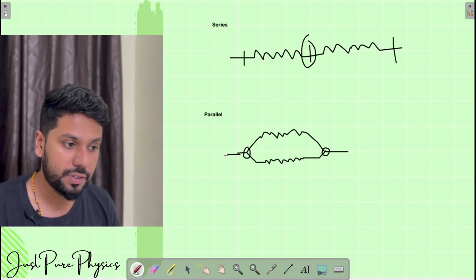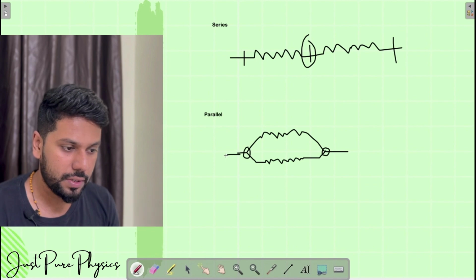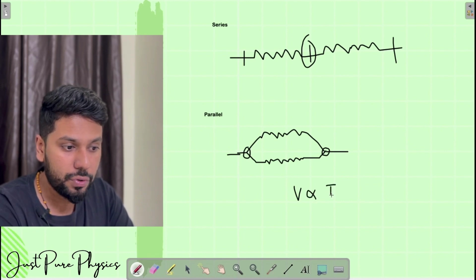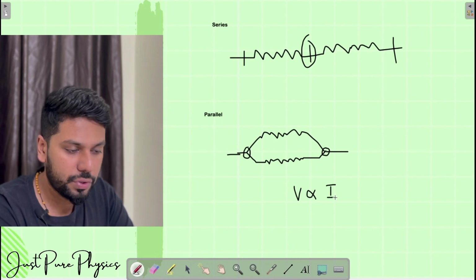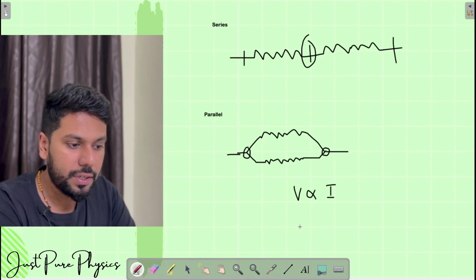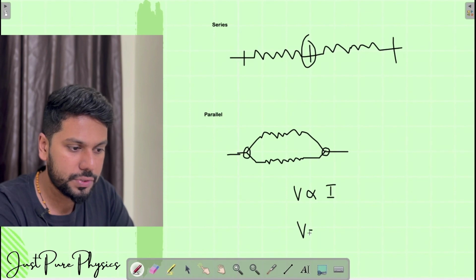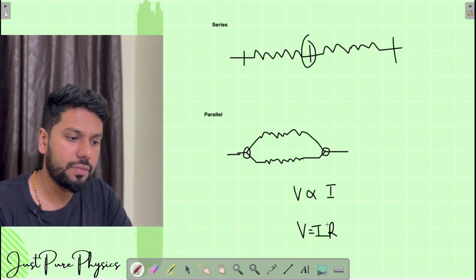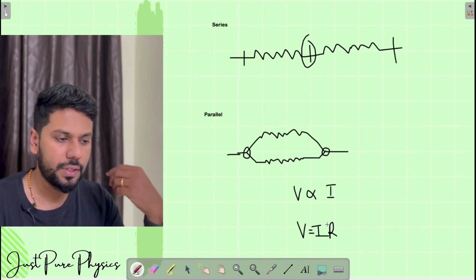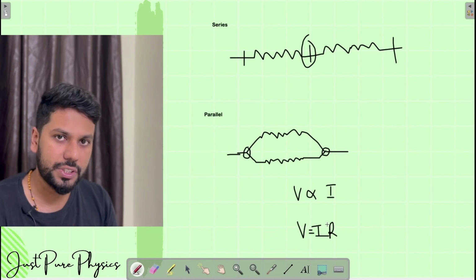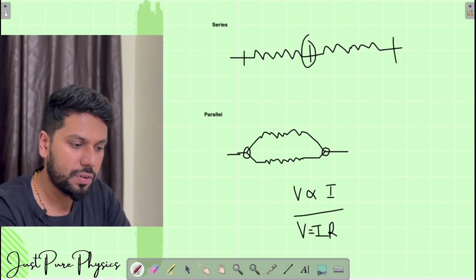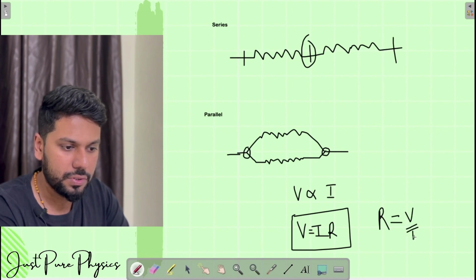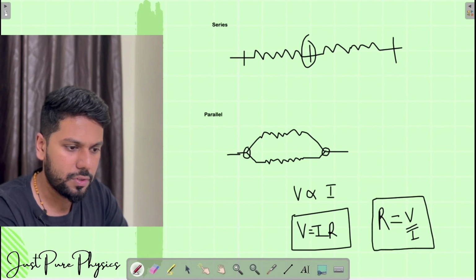Now, before we go and understand the different implications of this, you should also know that Ohm's law exists. Ohm's law says that voltage across any conductor is proportional to the current flowing through it. To remove the proportionality, we need to put a constant, and here that constant is resistance. Voltage is equal to I into R, V = IR, or I can also write R = V by I. So this is basic Ohm's law.